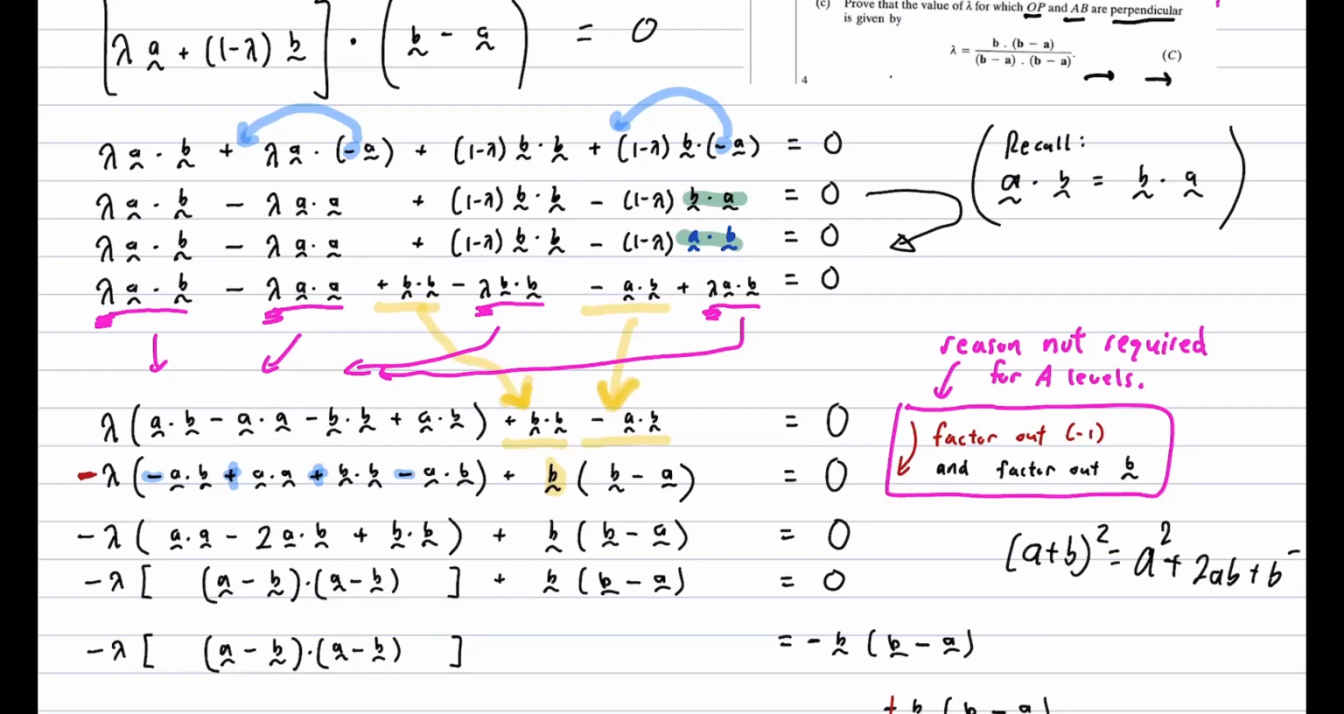By now, you cannot be hesitating. I'm sure you know this: A square plus 2AB plus B square. So I notice here, A times A, which is modulus A square, minus B times B is like minus B square. It's off by a minus sign. So that's why I decide to factor out a negative sign to make it look more like what I already know. So I end up with negative A dot B plus A dot A plus B dot B minus A dot B.